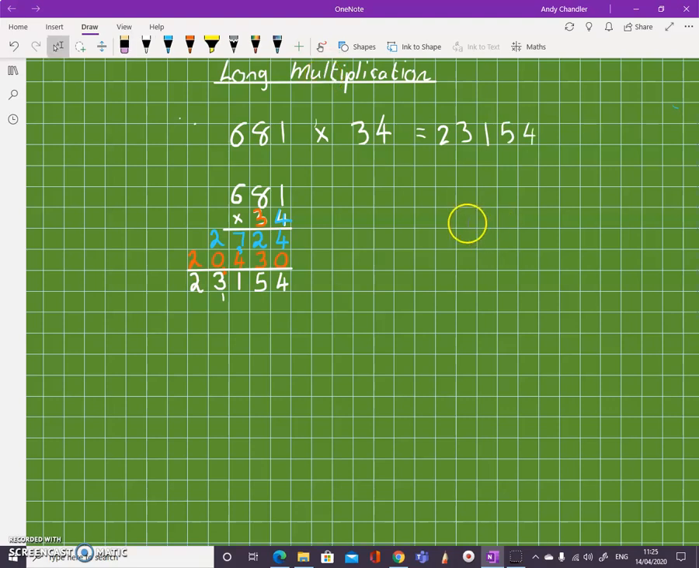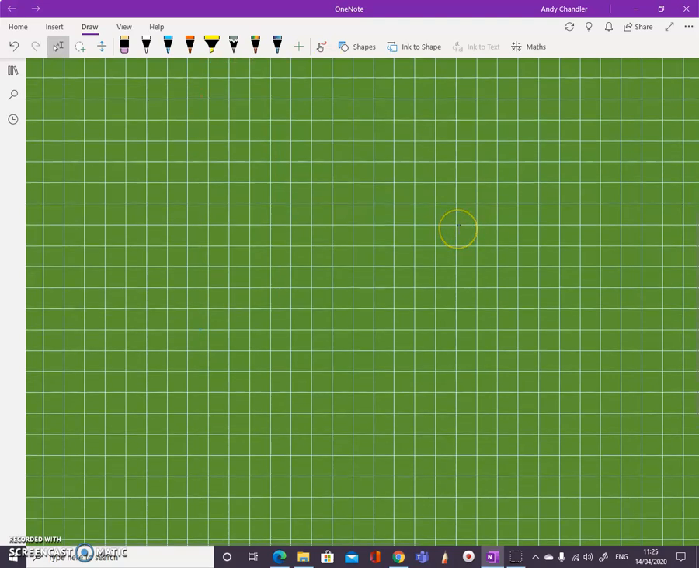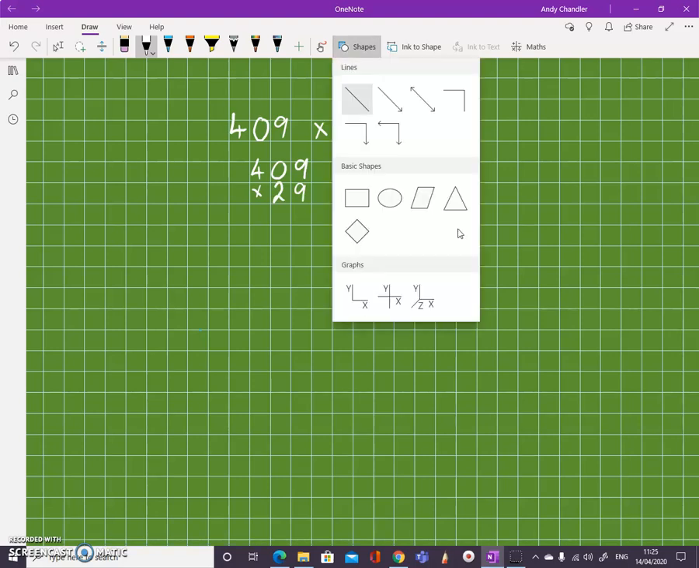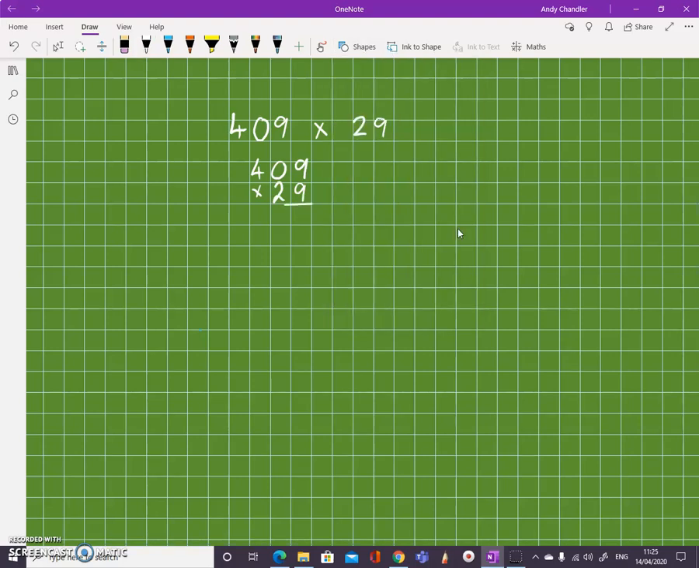I'm going to do a second example. Let's have 409 multiplied by 29. Once again, I must make sure that I put these in the correct columns based on their place value. So I have 409 on top. Underneath that I've got 29. So the units are underneath each other, the tens are underneath each other.